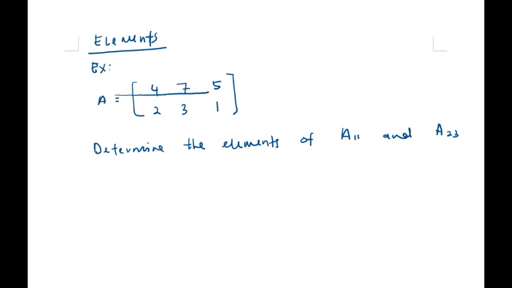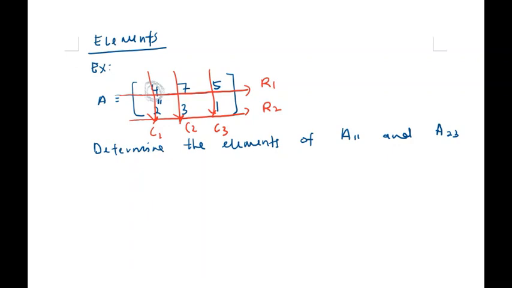Okay, 4, 7, and 5 are in row 1. Numbers 2, 3 and 1 are in row 2. Then column 1, column 2, and column 3. So as we can see, number 4 is at row 1, column 1.